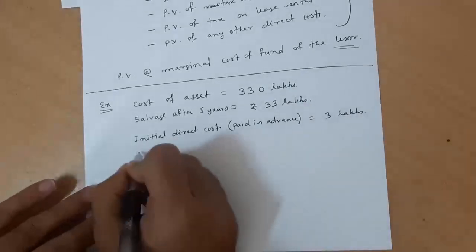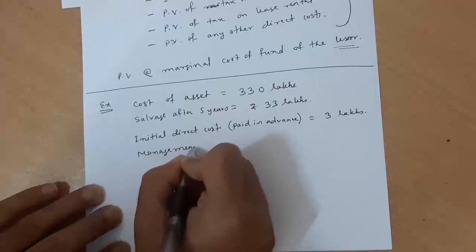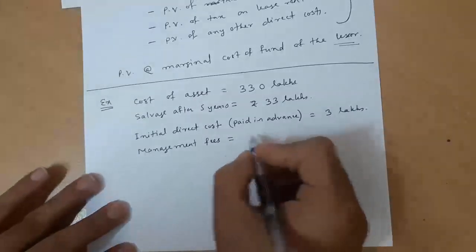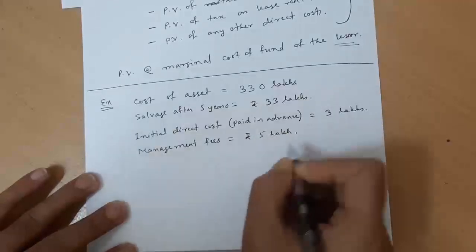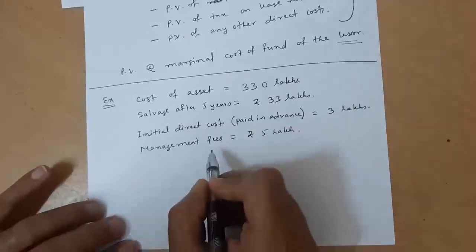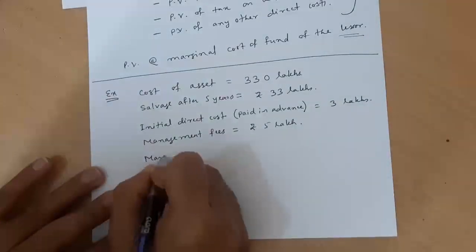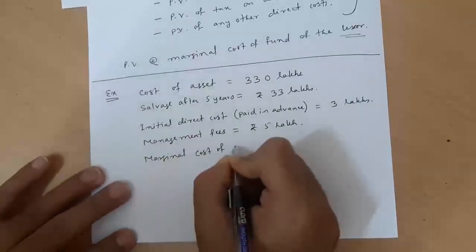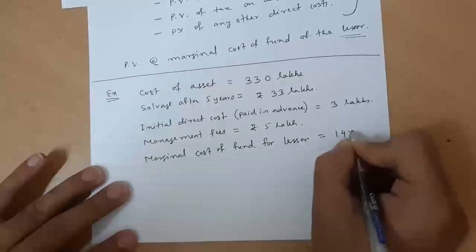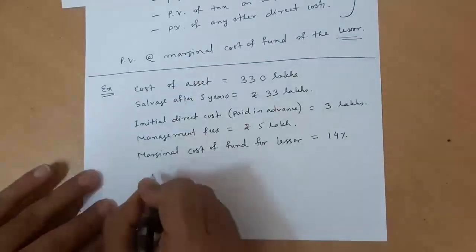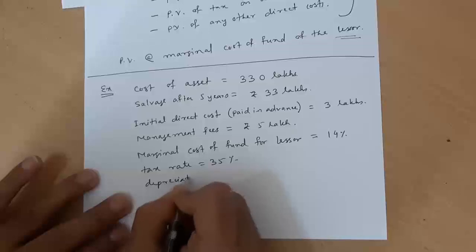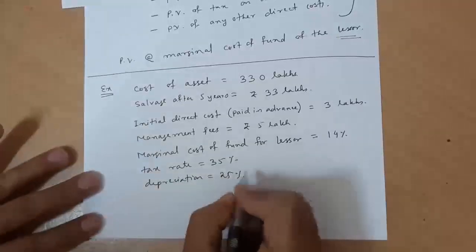Okay, then there is some management fees. What is management fees? Management fees is the fees charged by the lessor from the lessee for processing the lease. Okay, so management fees is rupees 5 lakhs. This 5 lakhs is also paid in advance at the starting. Lessee pays this amount to the lessor. So for the lessor, this is the income, 5 lakhs rupees. Then marginal cost of fund for lessor is given. Marginal cost of fund for lessor is 14%. This will act as the discounting rate for your evaluation. Tax rate 35%, and depreciation is 25%.